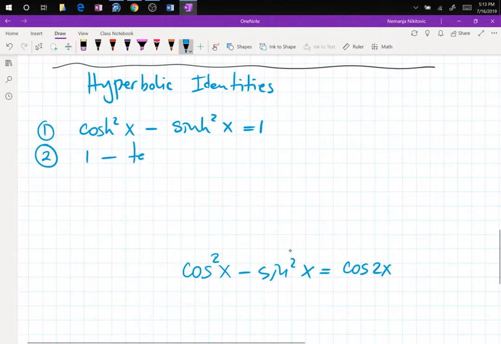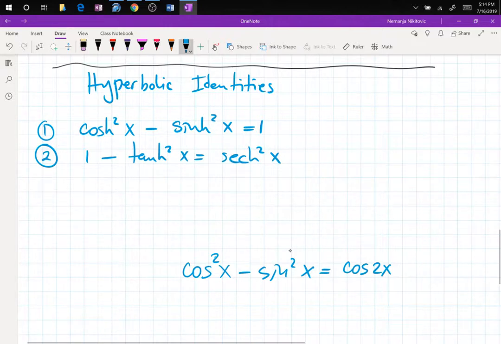1 minus tangent hyperbolic squared x is equal to secant hyperbolic squared x. I don't want to ask what's wrong because it's correct. What's the trig one? 1 plus, exactly. You see, they are so close without being exactly the same, just enough to mess it up, right? So hyperbolic has a minus there.